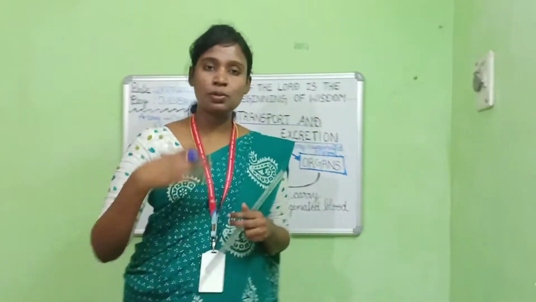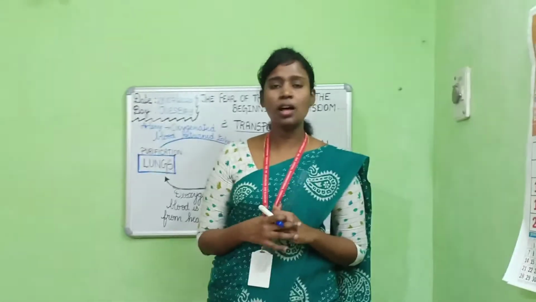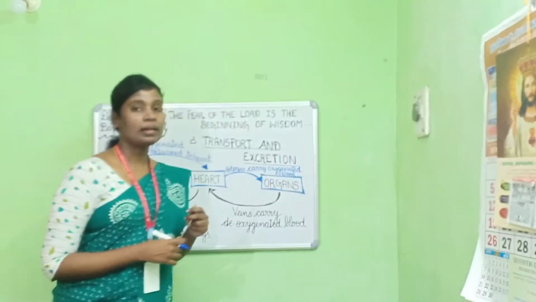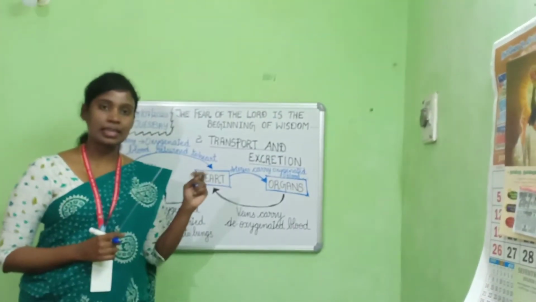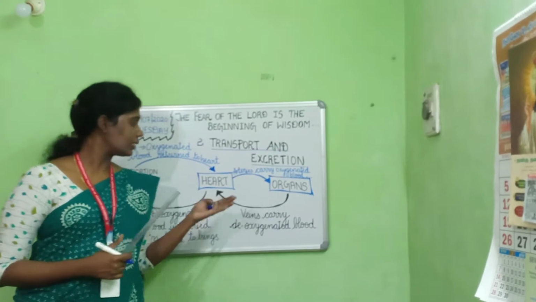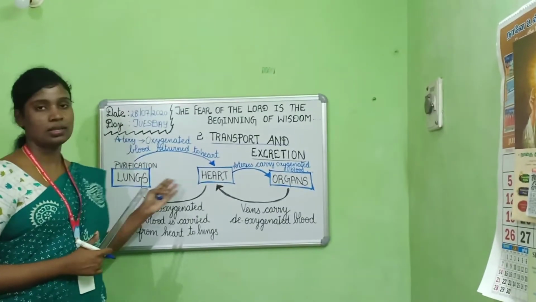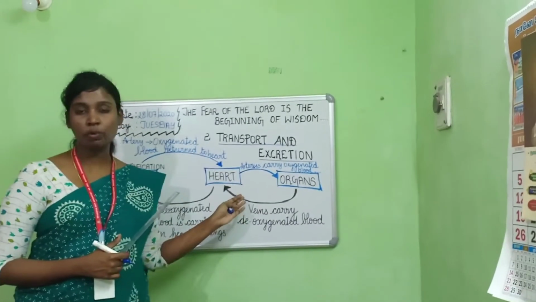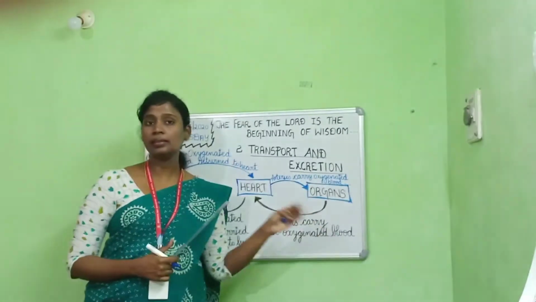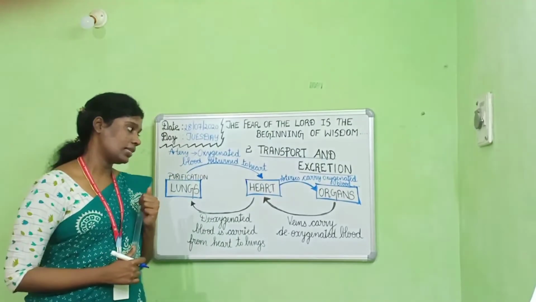Okay, next now I'll explain to you how blood flows in our body. So the blood keeps on flowing in our body. So how does the blood flow in our body? We are going to learn it now. The two important organs involved in the process of blood flow are the heart and the lungs. The heart and the lungs are the two important organs involved in the cardiovascular system.